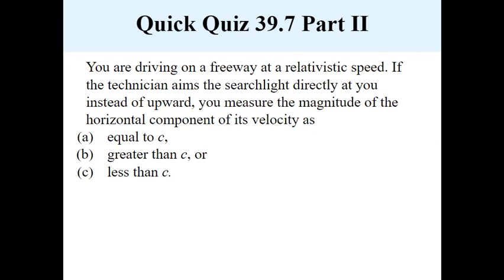Okay, so this is the second question in the quick quiz. It's a different take. Now you're still driving on the freeway in your super fast car, but now the technician points a searchlight right at you. So it's just a horizontal searchlight. So from your frame of reference, the light is just coming towards you, and there's only a horizontal component. So because there's no vertical component at all, it's all horizontal, then the magnitude of the horizontal component, by the laws of relativity, must be equal to c.